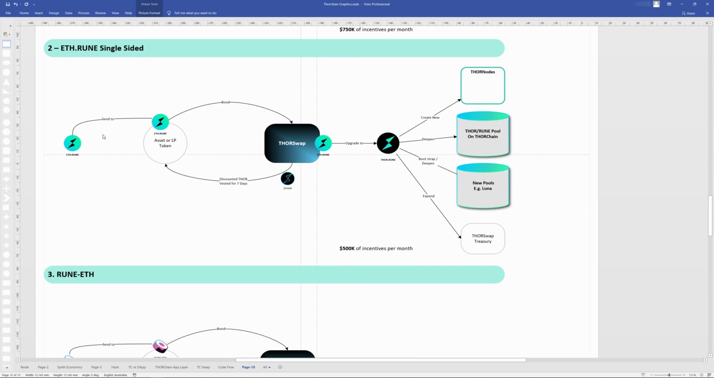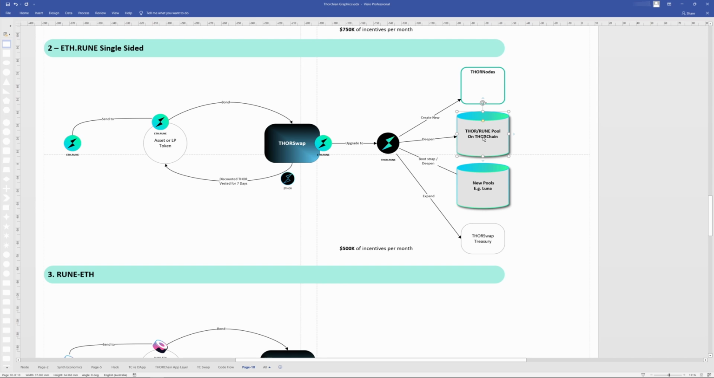Then we have ERC20 Rune single-sided bonding, which is ETH.Rune circulating somewhere in ETH land, and you can take your ETH.Rune, use that to bond in and get cheap Thor. Once THORSwap get that ERC20 rune, they can upgrade that to native rune, so that gets burnt, that gets created, and that can go towards the creation of new nodes that would increase the total bond, deepen pools within THORChain, and they want to buy more of the Thor rune pool, which means two things: it adds more volume because there'll be an asymmetrical addition of rune, and then it would make Thor deflationary because THORSwap essentially are buying back their own token.